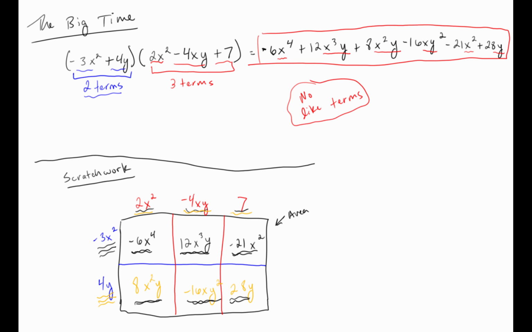If I can leave you with anything here, it is that organization is key. Actually, I'll mix it up there. Organization is king. There we go. That's how you multiply bigger and slightly more scary polynomials.